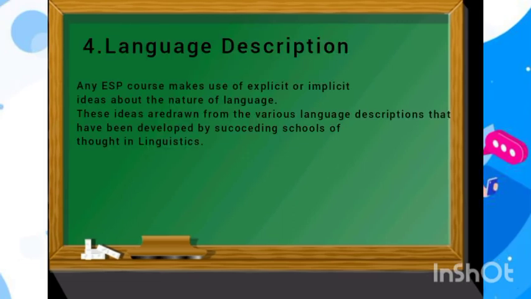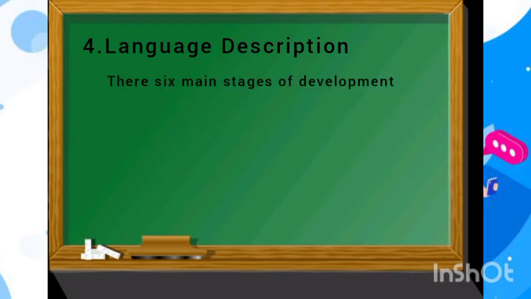The fourth material is language description. Any ESP course makes use of explicit or implicit ideas about the nature of language. These ideas are drawn from the various language descriptions that have been developed by succeeding schools of thought in linguistics. In language description, there are six main stages of development.